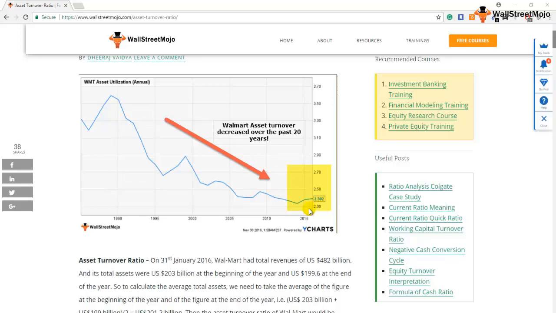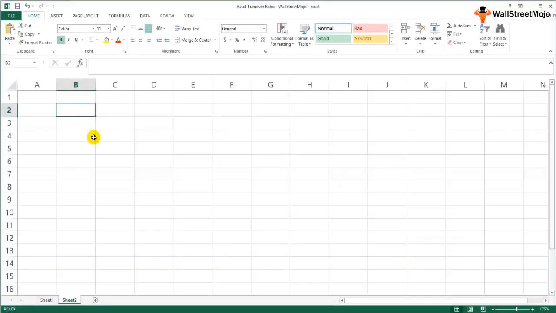So what does this mean for Walmart, and what is the implication of asset turnover ratios decreasing over a period of time? This tutorial is all about learning what this is, how you calculate it, and how you interpret it. So let us first look at what the asset turnover ratio is.